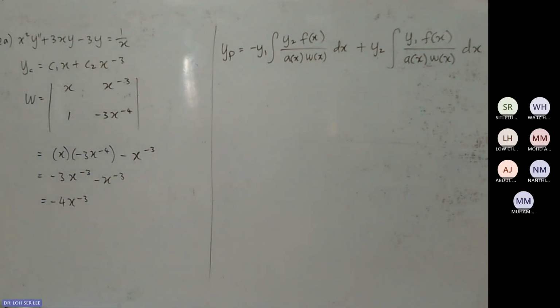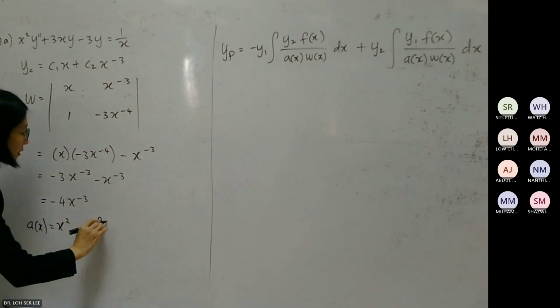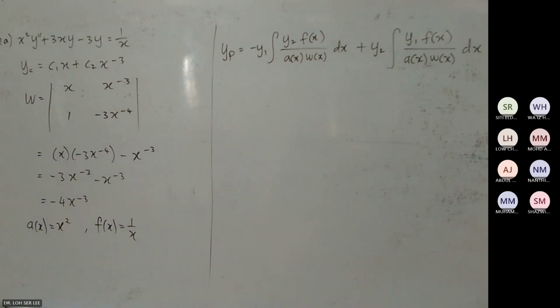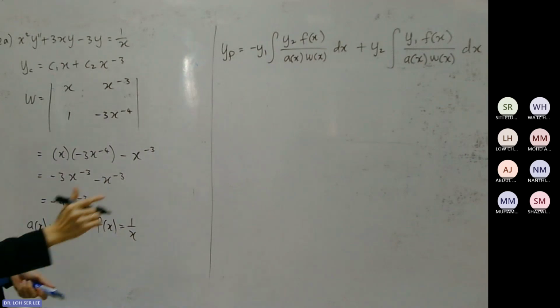So your Wronskian is -4x to the power of -3. And your a(x) is this one, x squared. Okay, your fx is 1 over x. Then put all this into the formula.